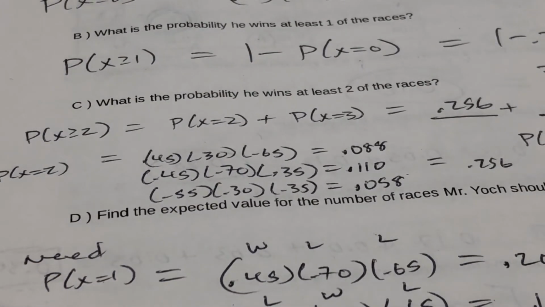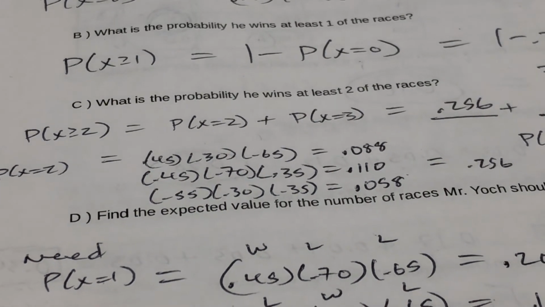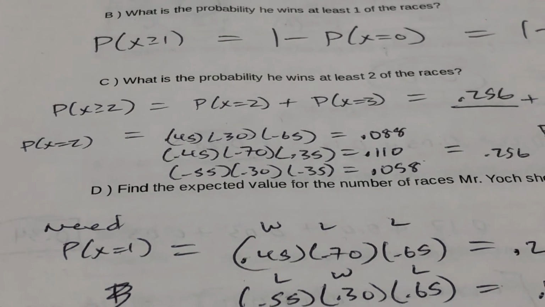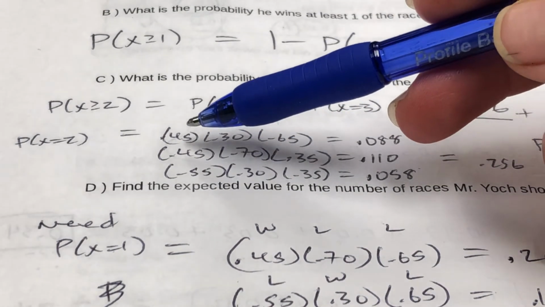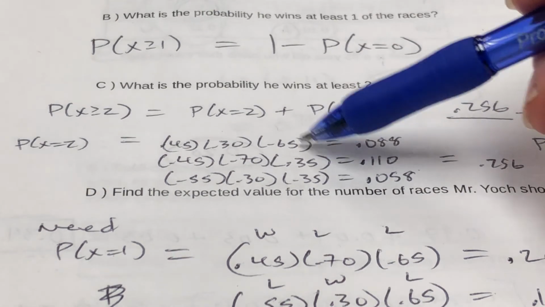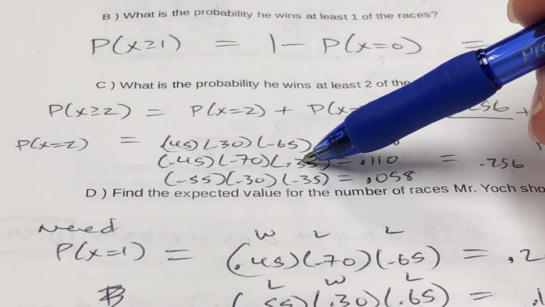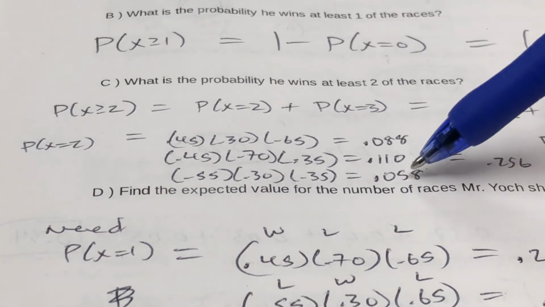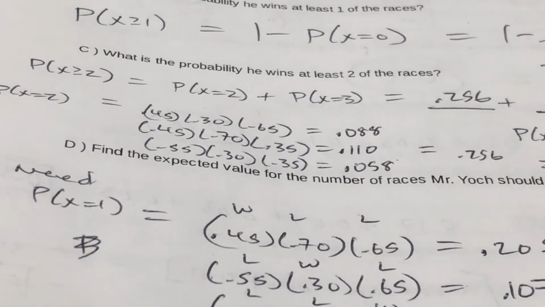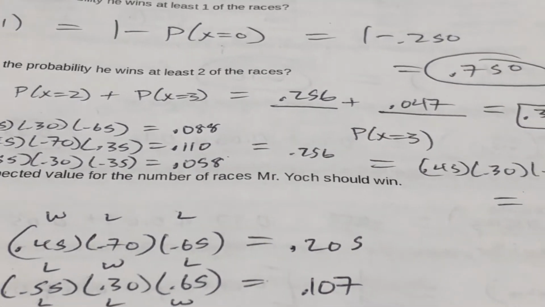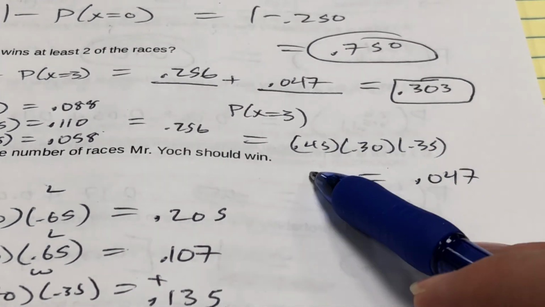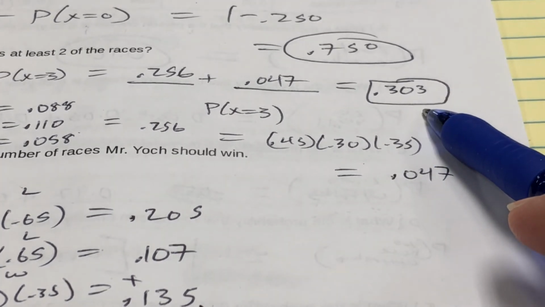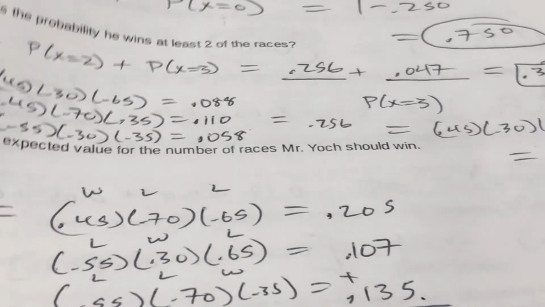What's the probability of winning at least 2 races? So we need the probability of winning 2 plus probability of winning 3. Here's the probability of winning 2. What do we have here? Win, win, don't win. Win, don't win, win. Write them all out. Don't win, win, win. Those are all the probabilities of the things I just mentioned. Add them up. Probability of winning exactly 2 is 0.256. Here's the probability of winning all 3. Probability of winning the first, the second, third, 0.047. So the probability of winning at least 2 is 0.303.